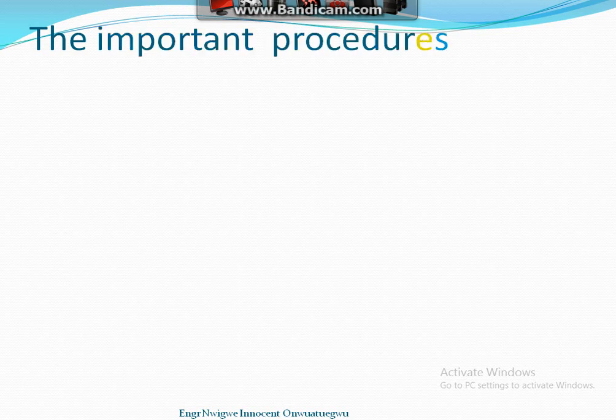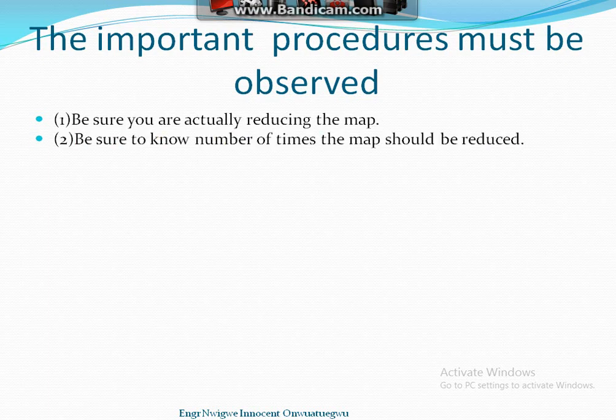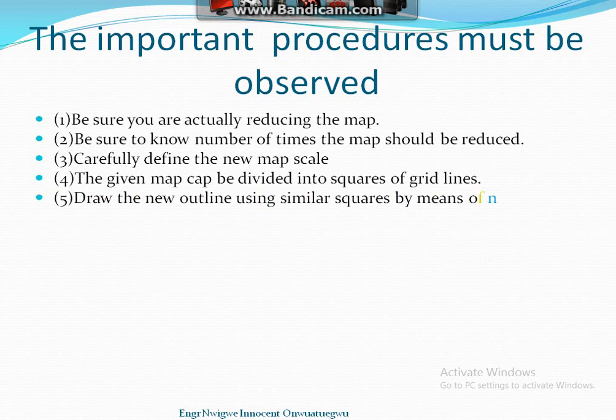Important procedures must be observed. 1. Be sure you are actually reducing the map. 2. Be sure to know the number of times the map should be reduced. 3. Carefully define the new map scale. 4. The given map can be divided into squares of grid lines. 5. Draw the new outline using similar squares by means of the new scale.